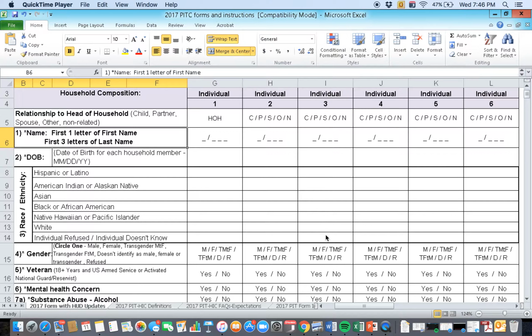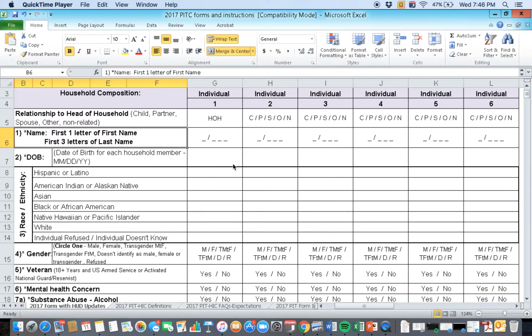In order to fill this out, the organization has an individual one, which is the head of household. And then if they have anyone else with their party, they can be included on the same form, even if they're not related. So the head of household is here. And then if they have maybe a daughter or a friend with them, they can say child and non-related. So the options are child, partner, spouse, other, non-related.